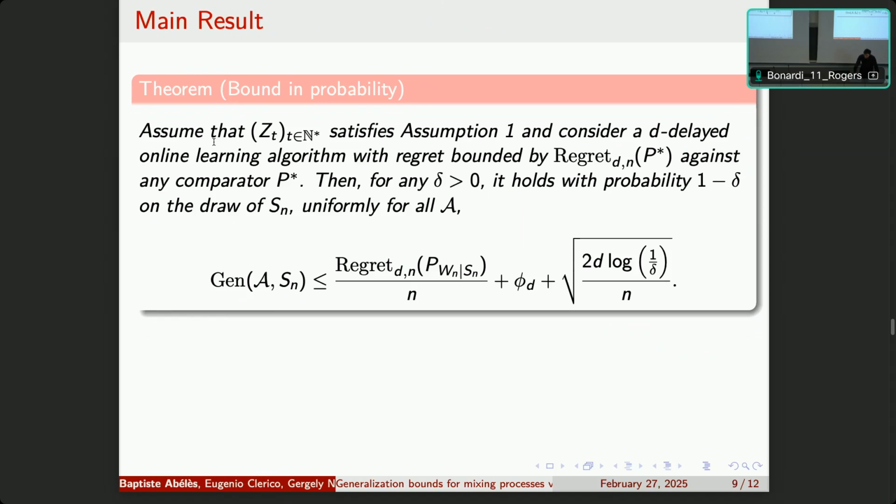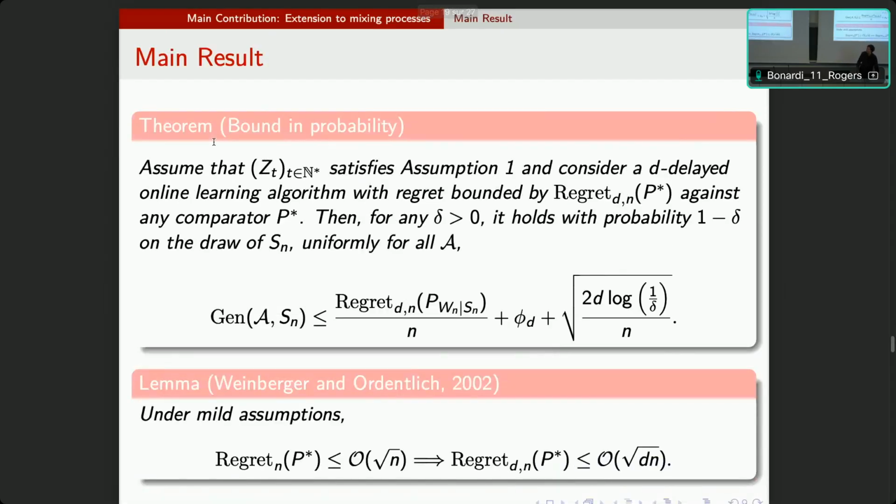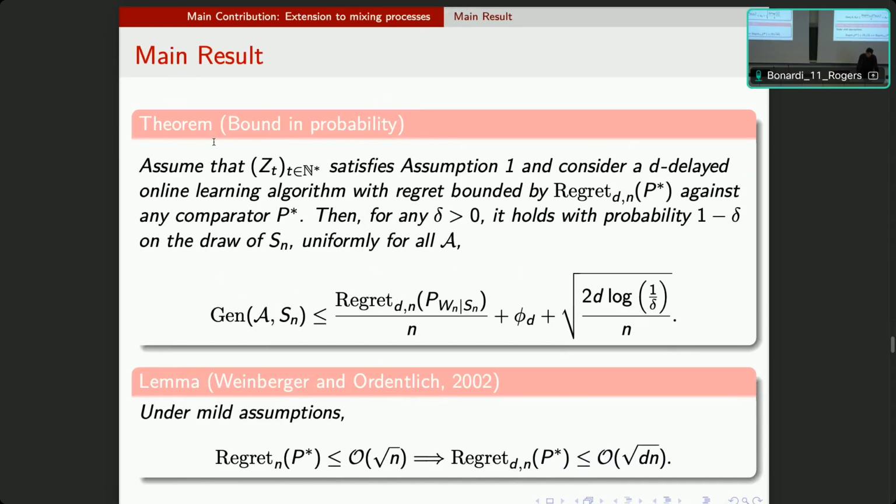And here you may wonder, what is this regret dn? Like, what is the rate? In fact, we have a lot of answers coming from the literature. In particular, from Weinberger and Ordenlich, we know that under some assumptions, the regret of any online learning algorithm suffering a rate of square root of n can be turned, via some black box machinery, into an online delayed version which suffers square root of dn. And therefore, you see that the rate of the regret really matches the rate of the probabilistic part.